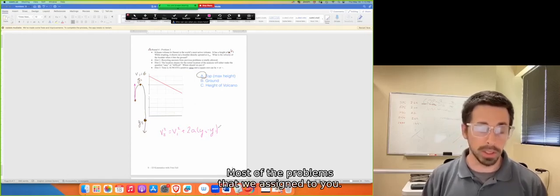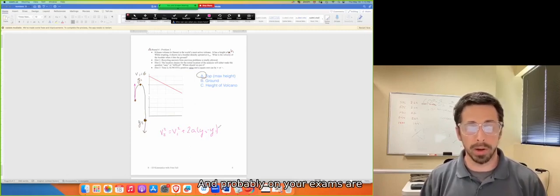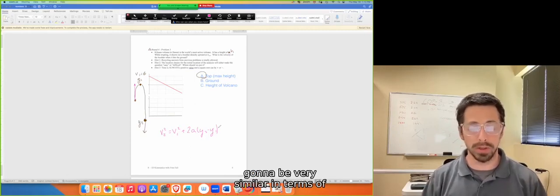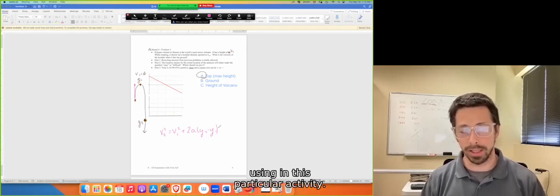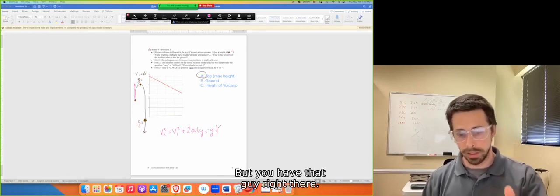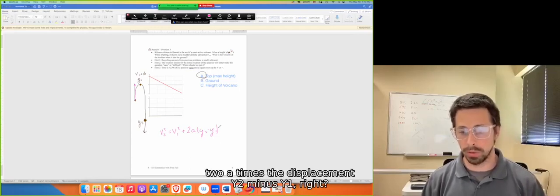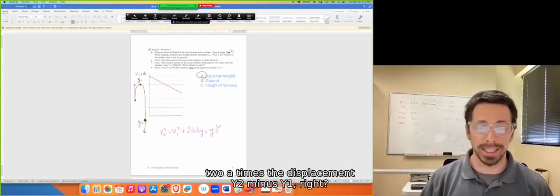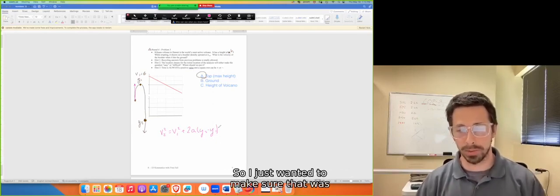Most of the problems that we assign to you, or at least that are going to be in your quizzes and probably on your exams, are going to be very similar in terms of the substitutions you'd be using in this particular activity. But you have that guy right there, v2 squared equals v1 squared plus 2a times the displacement y2 minus y1, right? So I just want to make sure that was there.